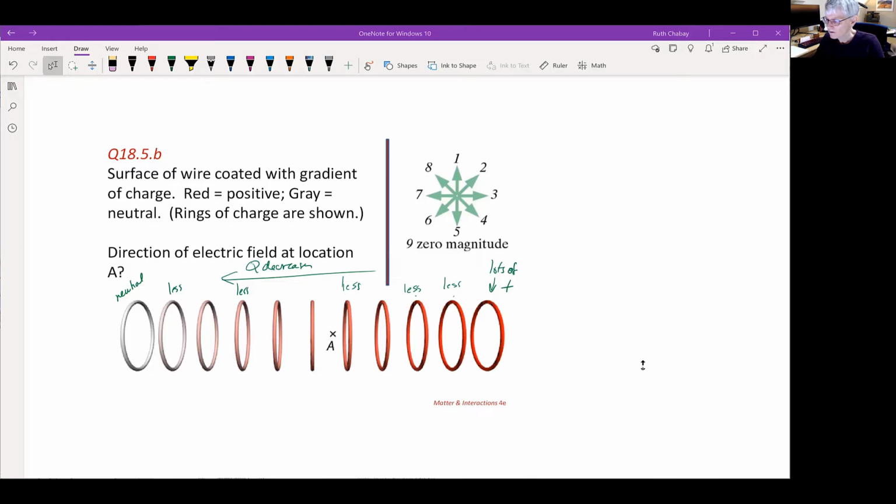So here's what you said. You said the electric field at location A would still be to the left in this case, even though there aren't any negative charges around. And that's a key insight, and it's exactly correct. So because these rings on the left have more charge, and the rings on the right, I've got left and right backwards today. The rings on the right have more charge, the rings on the left have less charge.